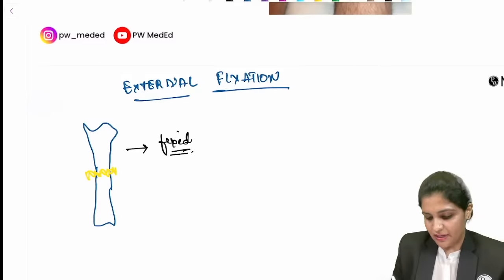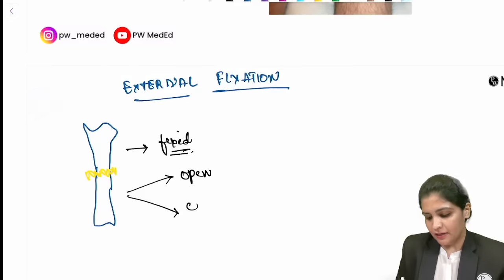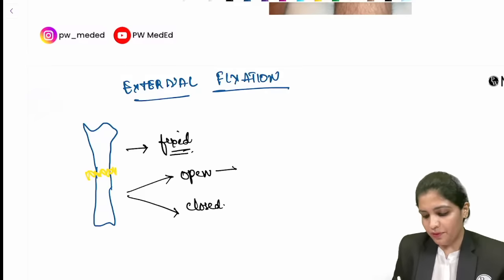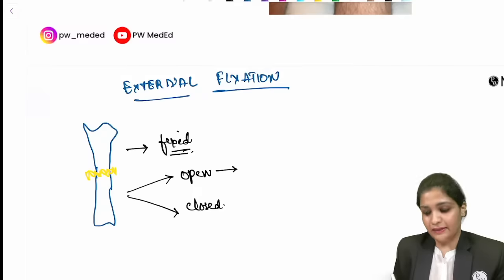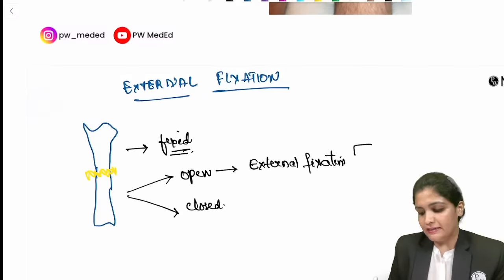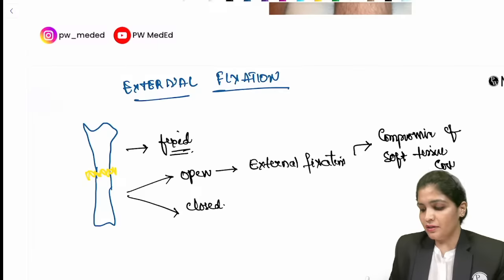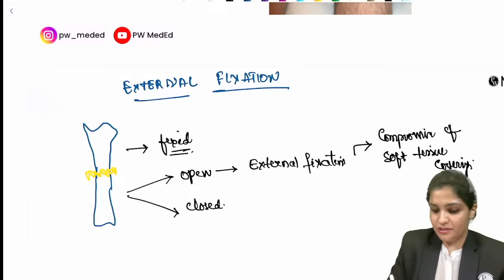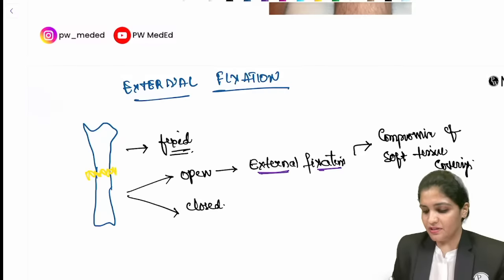These fractures can be further divided into open fractures and closed fractures. For open fractures, because there is a tendency for them to get infected, we go with external fixation. For an open type of fracture, where there is a compromise of the soft tissue covering, you go for external fixation, right?